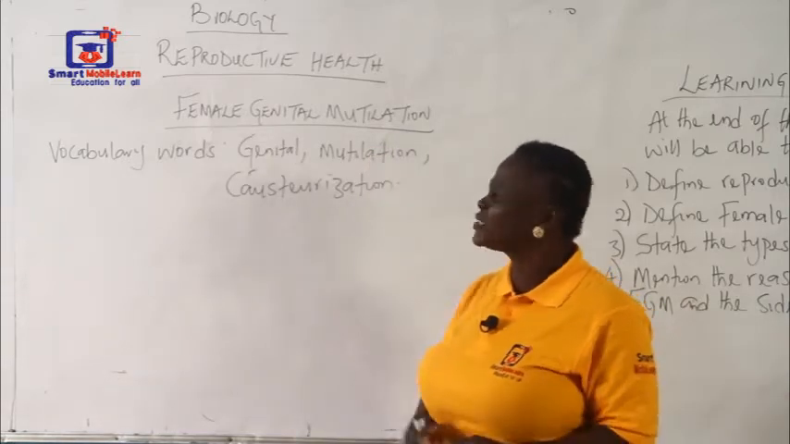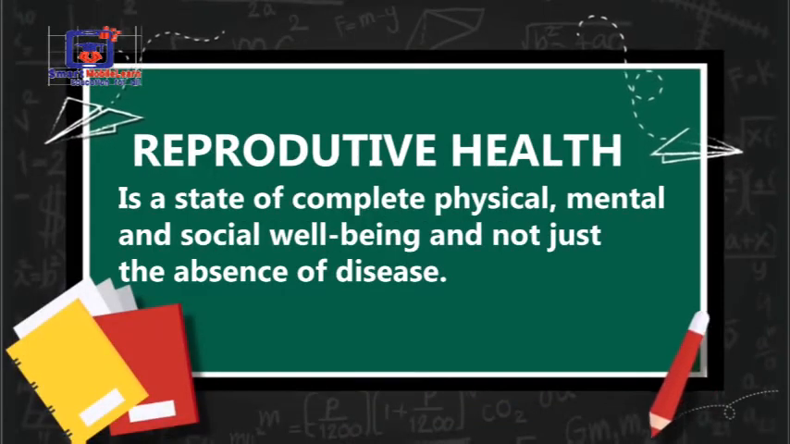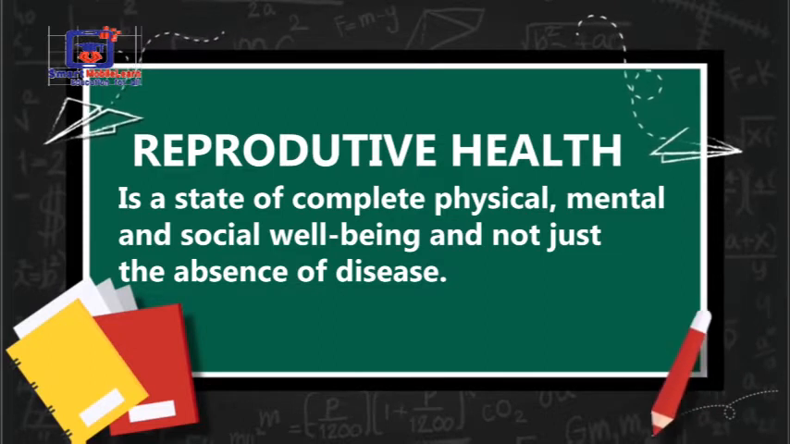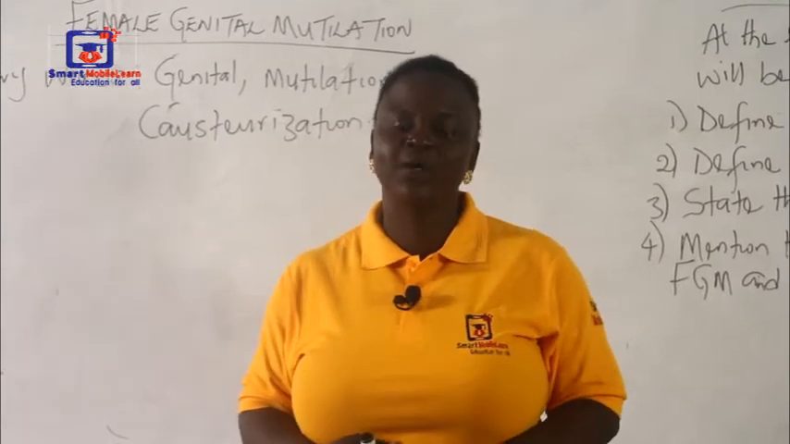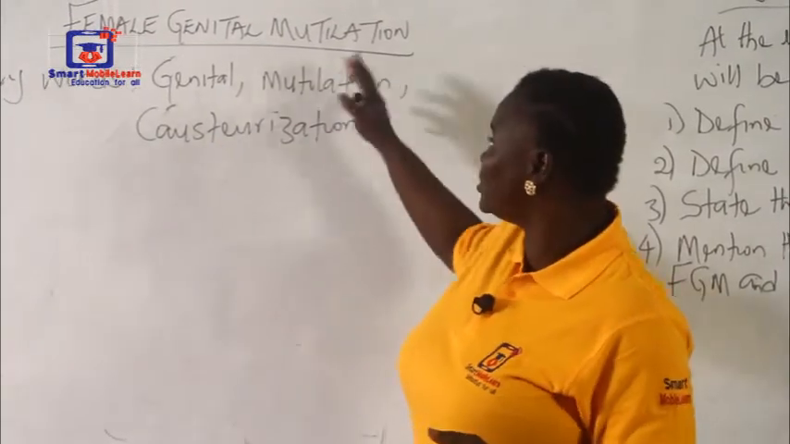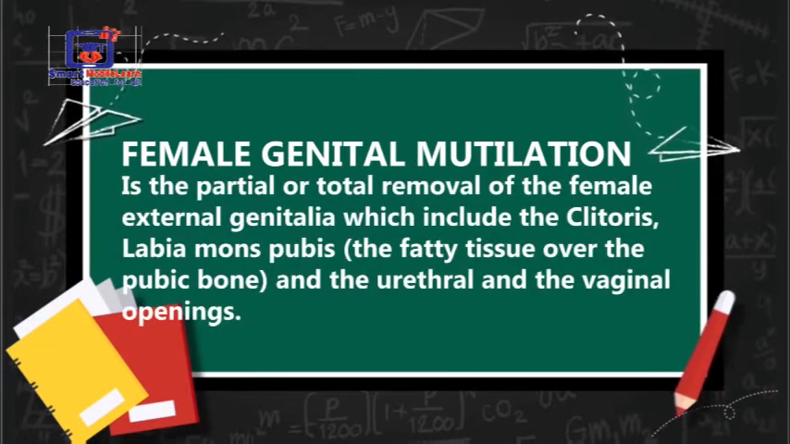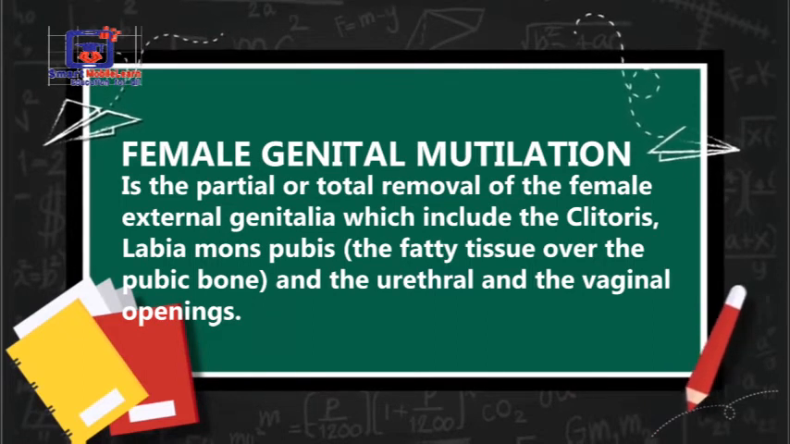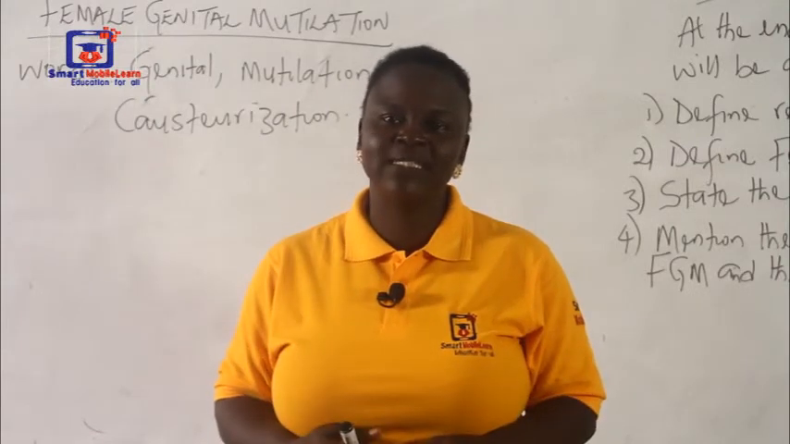So what is reproductive health? Reproductive health is a state of complete physical, mental, and social well-being, and not just the absence of disease. It has to do with everything that has to do with reproduction. So let's come down to female genital mutilation. Female genital mutilation is the cutting off, partially or totally, of everything to do with the female genitalia, or otherwise everything that has to do with the abuse of the female genitalia.